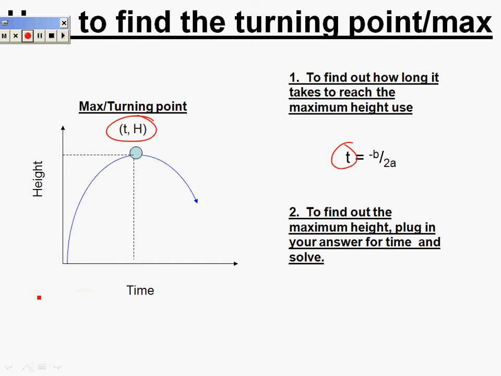This is a very special time. It's not just any time. This is the time it takes to reach the maximum height. So how long will it take to reach the max? So on your test, if I were to ask you, how long would it take this projectile to reach the maximum height? All you would have to do is use negative b over 2a. That tells you how long it takes. Now, if you want to actually find out what the height is, you just plug in your time into the formula, negative 16t squared plus vt plus h, which we've been working with for a few days, and that'll find you your h. So, there you go.